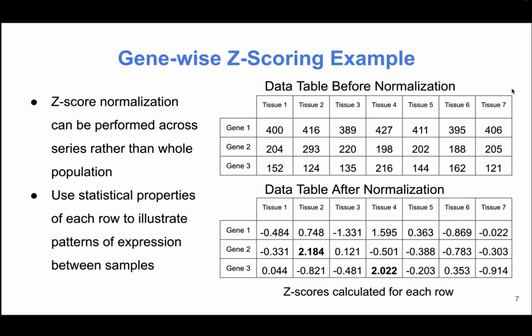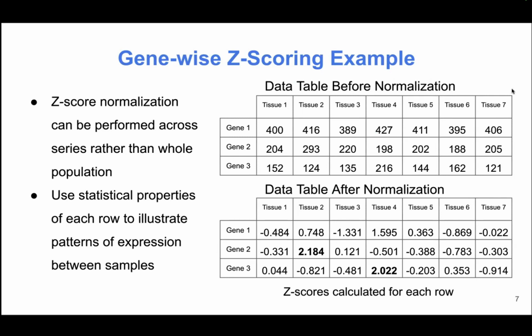Here, when we look at our data table before normalization, we can see our first row of genes has much higher values in each tissue than genes 2 and 3. So if we're just looking at the highest value, this might cause us to miss some more significant differences than we expect to see. Once we perform z-score normalization, we calculate the mean and standard deviation for each row and carry out that formula that we just discussed in the last slide.